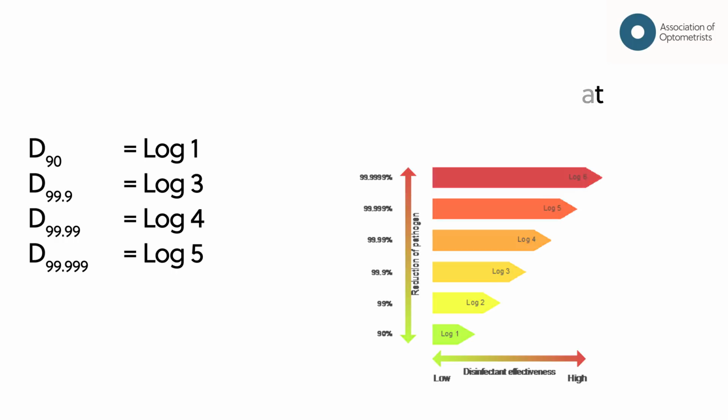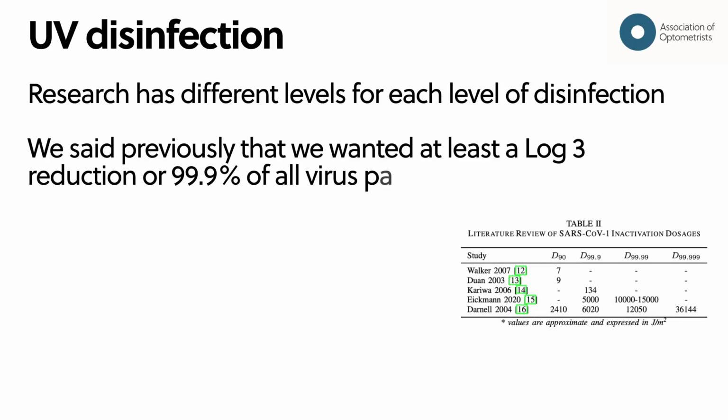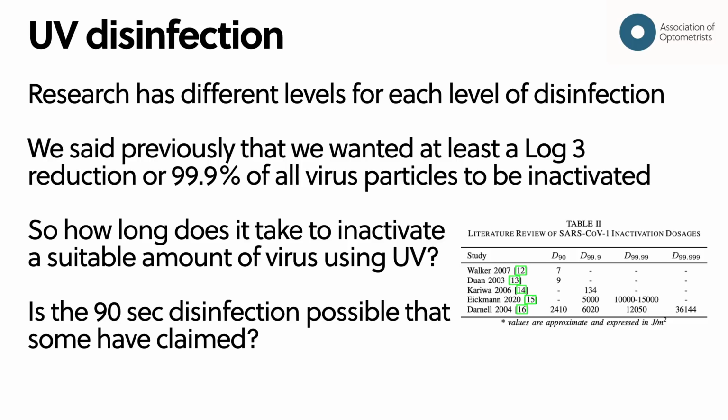So more than that is good. When we look at this paper, we can see that they tested for different levels. So we can see the D90 sort of dosage or time that was required, and D99.9 and higher. And the CDC in America recommends the level of 10,000. So we'll look at sort of what 10,000 joules per meter squared means.